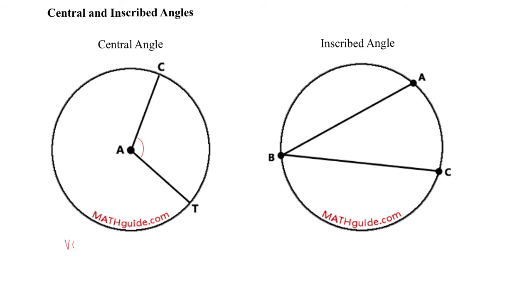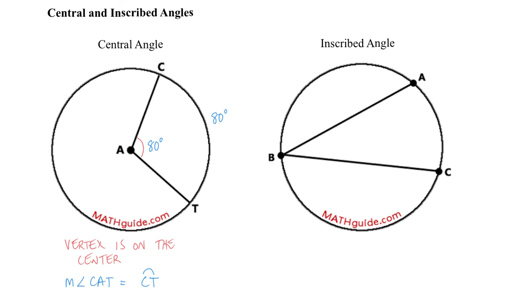So we're going to write that down. The vertex is on the center. And when that happens, the measure of the central angle, so for example, in this case, the measure of angle CAT, is equal to the arc that it cuts off. So in this case, that would be CT, and that's how we notate an arc. So for example, if this arc was 80 degrees, this angle would be 80 degrees.